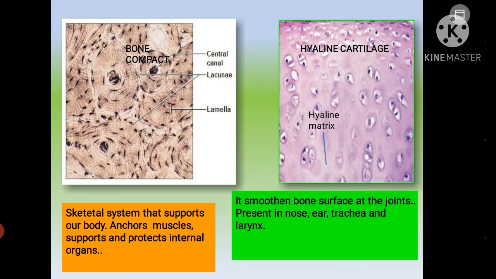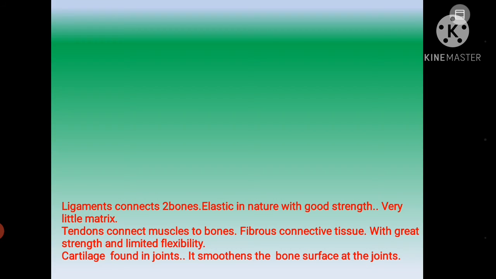Now where else do you find this? You can find this in other regions like the nose, the trachea, that is the respiratory region, as well as the larynx, the voice box. All these regions have this flexible or soft bone which helps in easy movement. Let's move on to the next.